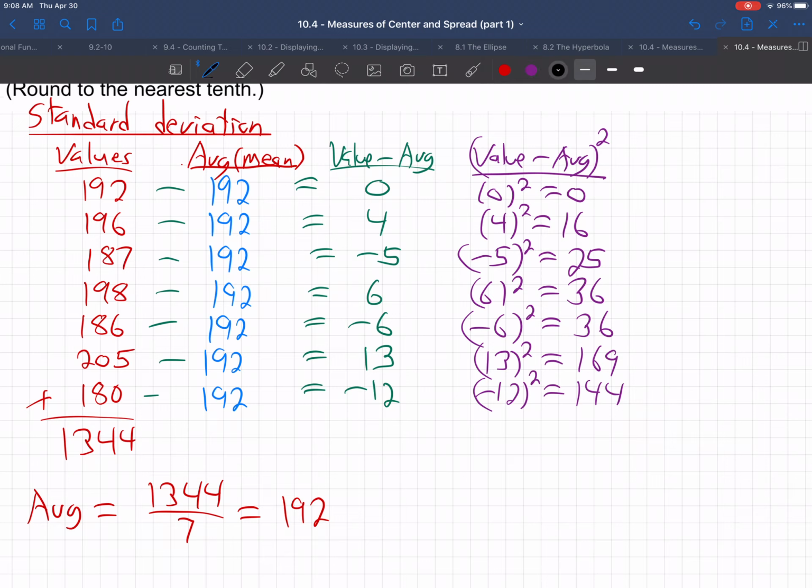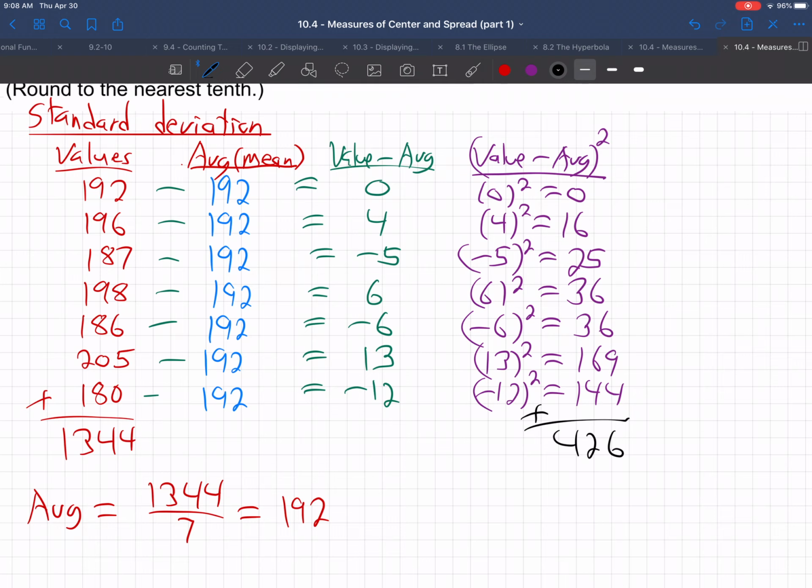Now we're going to add all those up. So it's kind of a tedious process. We're almost there. I'm getting 426. 426. Now, what are we doing so far?